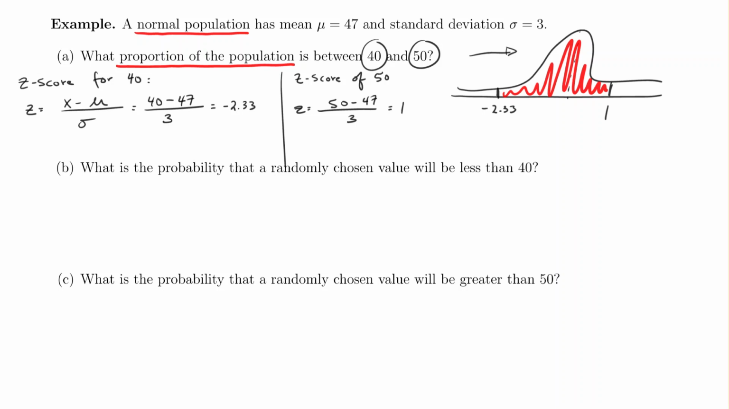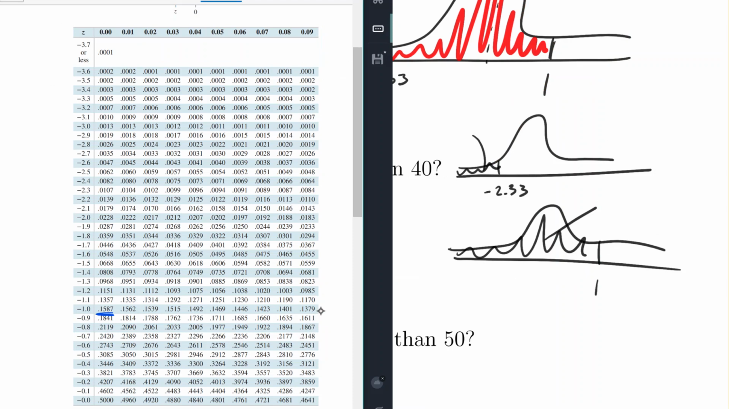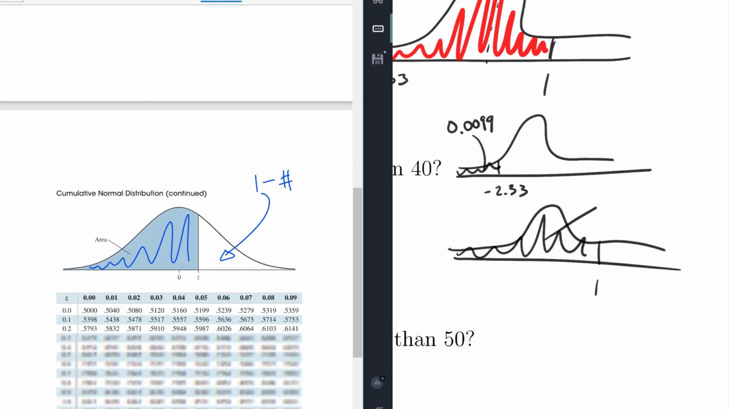So all I've got to do is find the area to the left of negative 2.33. I need to find the area to the left of 1, and then subtract those two values. We'll use our chart for both of these. Okay, so for negative 2.33, I've got my negative 2.3 row, my 0.03 column, that's an area of 0.0099. Okay, next I need to go to the positive part of the chart to find area to the left of 1.